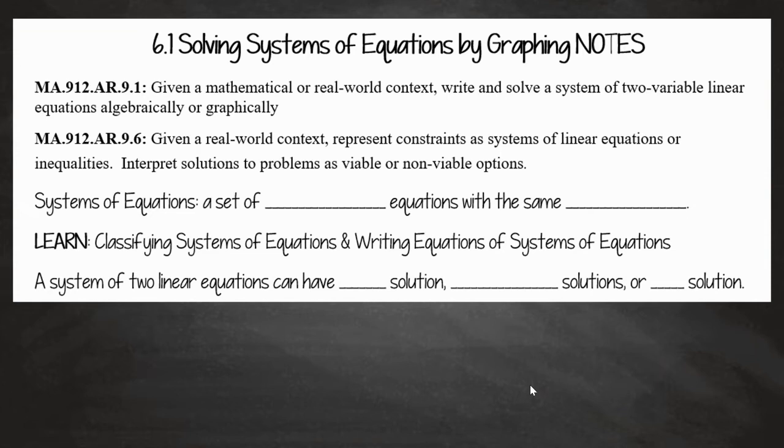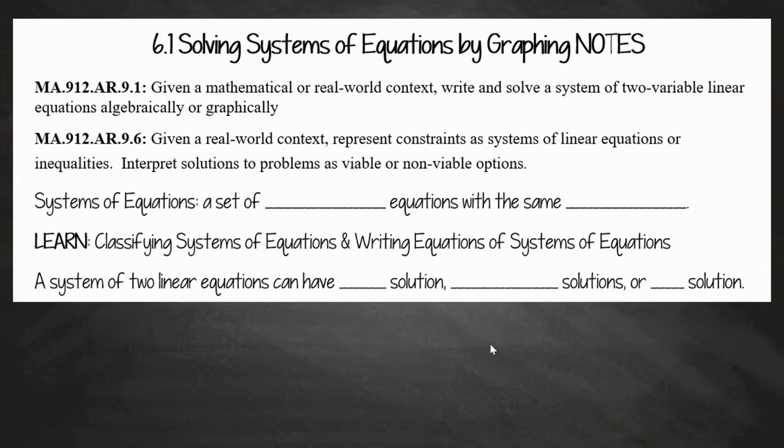9.1 states that given a mathematical or real-world context, we need to write and solve a system of two-variable linear equations algebraically or graphically. And 9.6 is given a real-world context, represent constraints as systems of linear equations or inequalities. Interpret solutions to problems as viable or non-viable options. So that's what we're going to be working with this week or in this module.